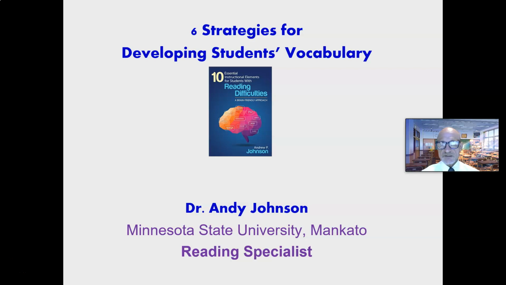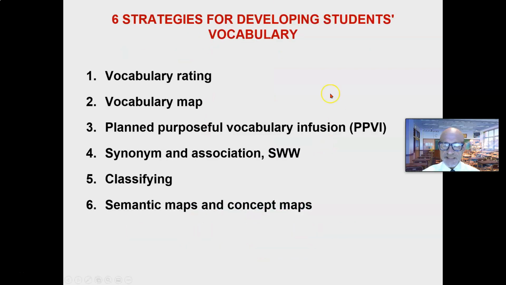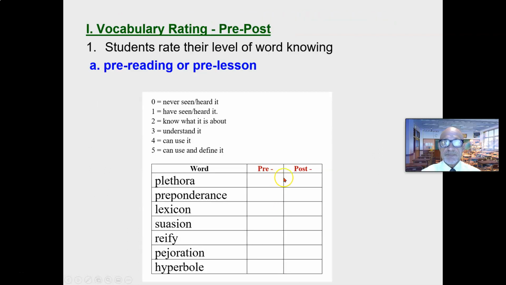In this video, we are looking at 6 specific strategies that you can use for developing students' vocabulary. And here they are, and we'll go through each one of these. And remember, we do not teach vocabulary, we develop students' word knowledge. Now, the first one is a vocabulary rating as a pre-post.